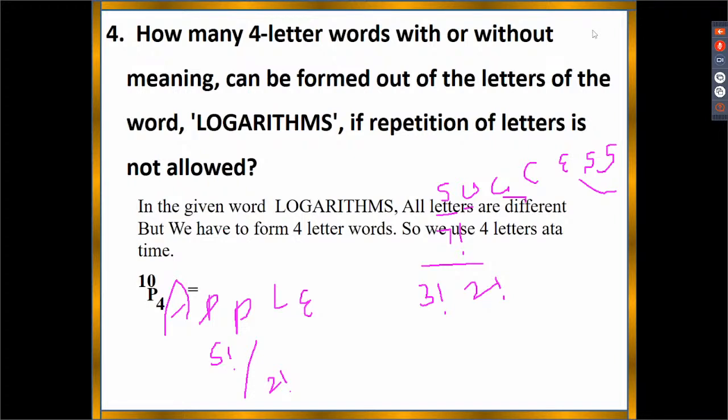So 10P4 means 10 factorial by (10 minus 4), 6 factorial. So up to 6 factorial cancels. 7 into 8 into 9 into 10 is left. So what is the final answer? 5040.